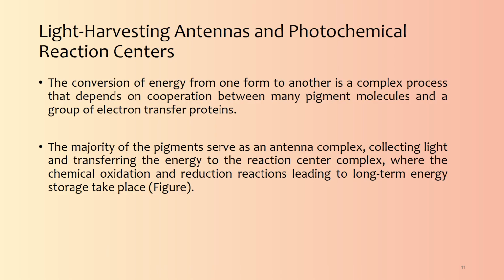Now, the light harvesting antennas and photochemical reaction centers. A portion of the light energy absorbed by chlorophylls and carotenoids is eventually stored as chemical energy via the formation of a chemical bond. This conversion of energy from one form to another is a complex process that depends on cooperation between many pigment molecules and a group of electron transfer proteins. The majority of the pigments serve as an antenna complex, collecting light and transferring the energy to the reaction center complex, where the oxidation and reduction reactions leading to long-term energy storage take place.